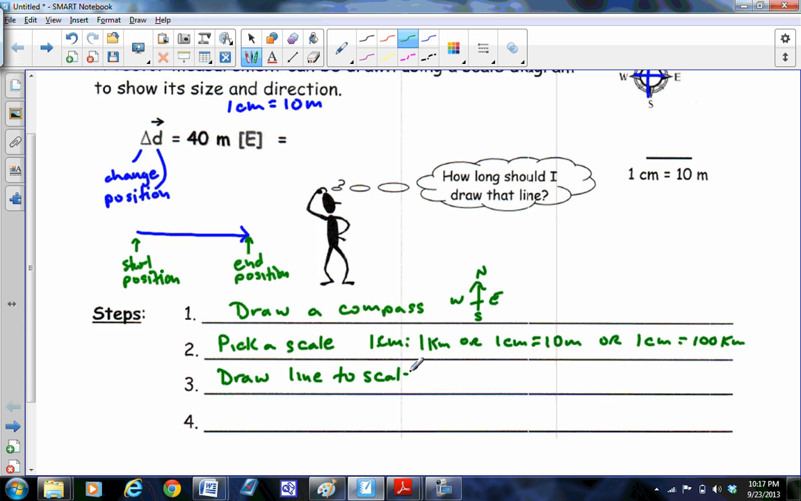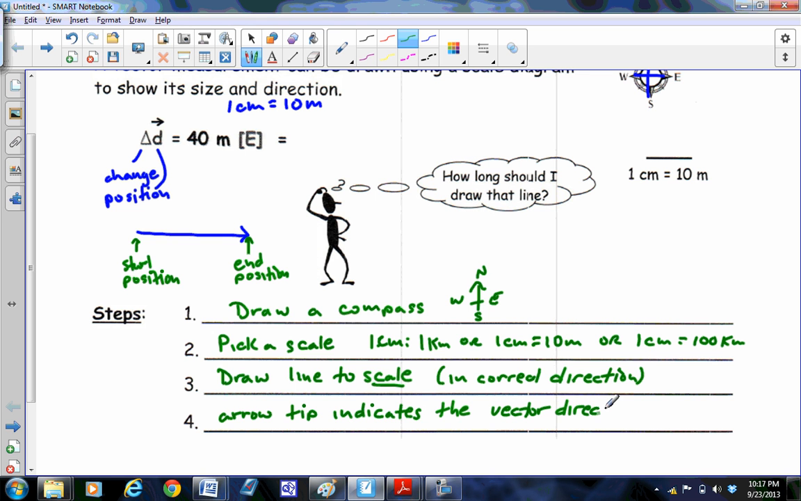So based on the scale, draw your line the correct length, in the correct direction. All right, so in the correct direction. And then you put an arrow. The arrow tip indicates the vector direction. So in other words, which way I'm going. So in this example, I was going 40 meters east, so I'm going to make sure my arrow tip is on the east side. Okay? So fairly straightforward.